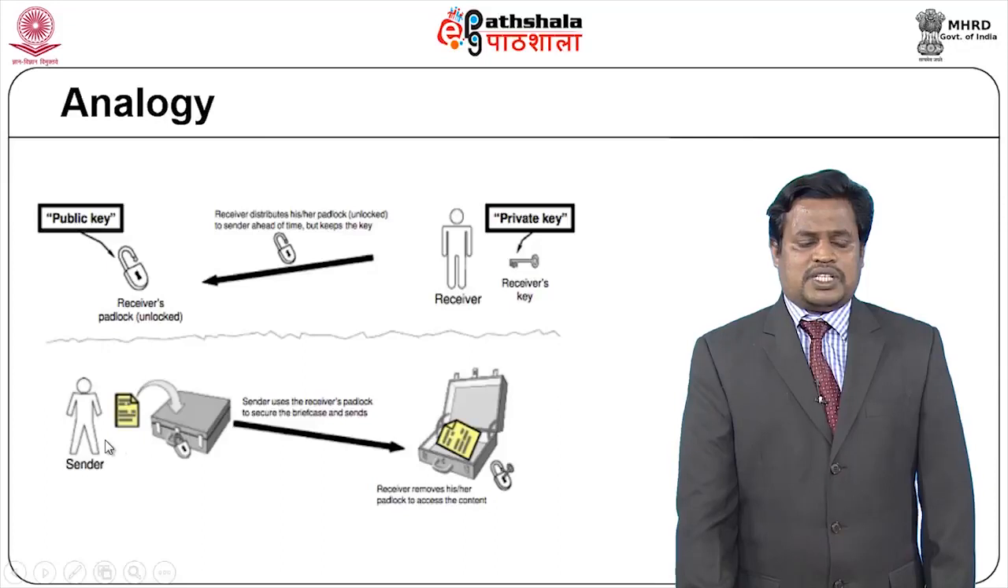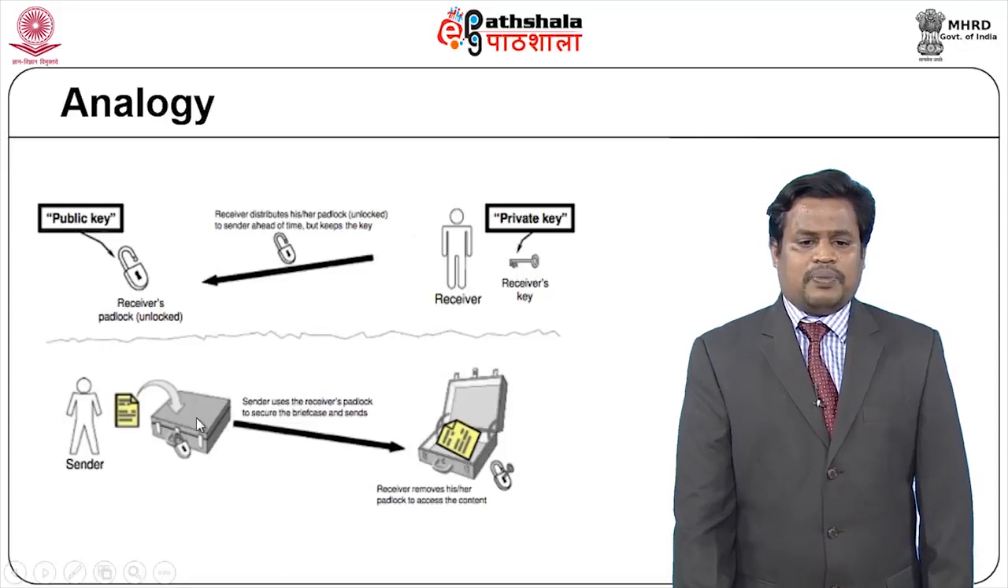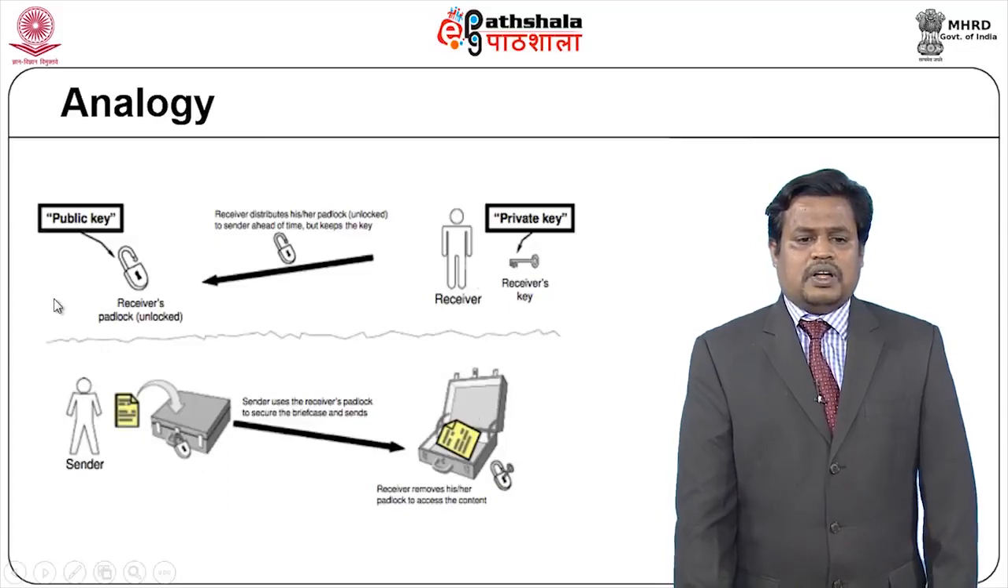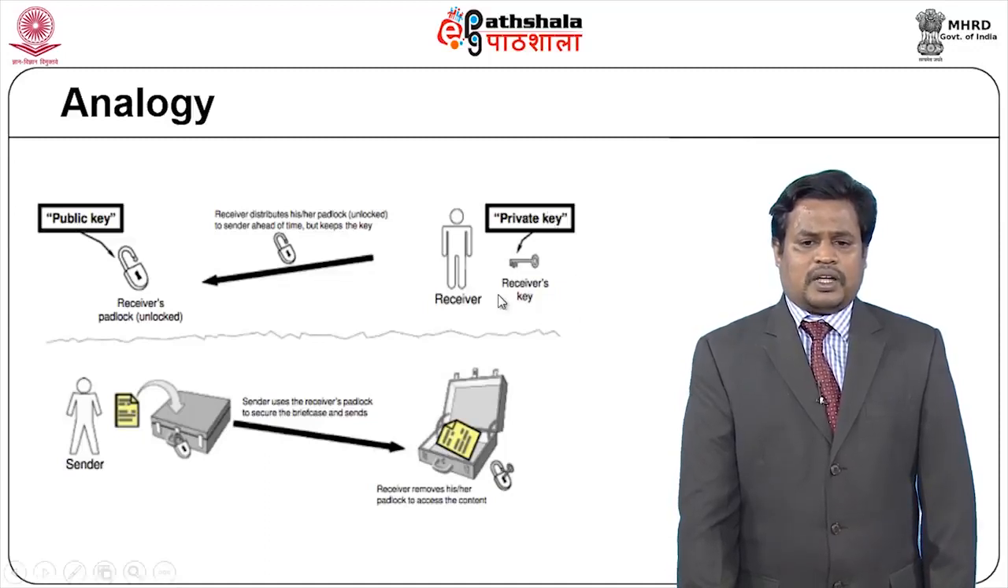Now we can understand here, the sender takes his public key, this public key belongs to the receiver. Now he puts the content in the briefcase, locks it and sends it to the receiver. Now what is the situation? We are not using the public key for opening the briefcase, we are using the private key. So that is the difference between symmetric key and asymmetric key.